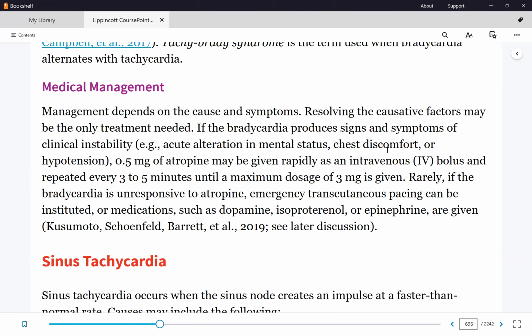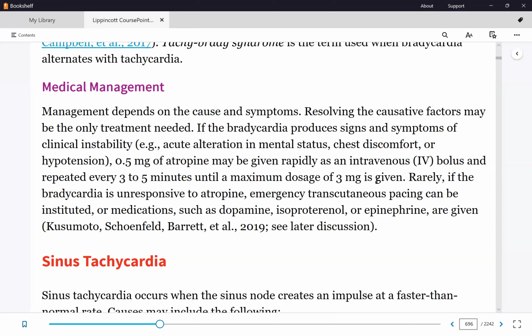Okay, if eliminating the cause is not enough, then you have to give drugs. The number one drug of choice is atropine, 0.5 milligrams IV. You can repeat it for sinus bradycardia every 3 to 5 minutes up to a maximum dose of 3 milligrams.